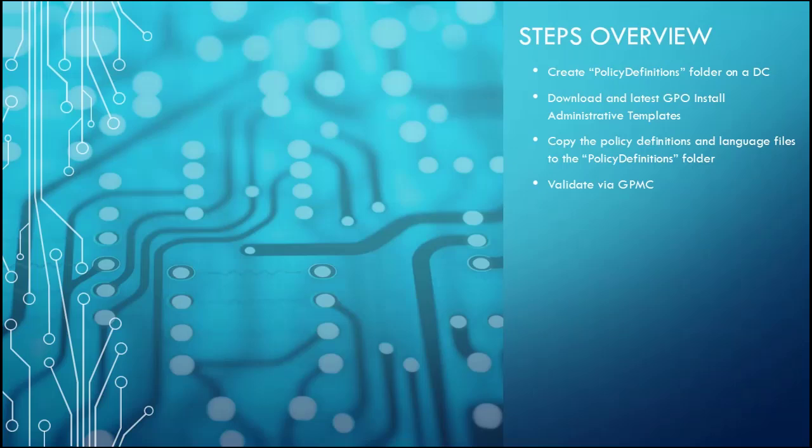The overview of the steps are as follows. First, we create the policy definitions folder on a DC, the domain controller. This policy definitions folder contains all the policy definitions, and it has to be named exactly as is. We'll get into that.